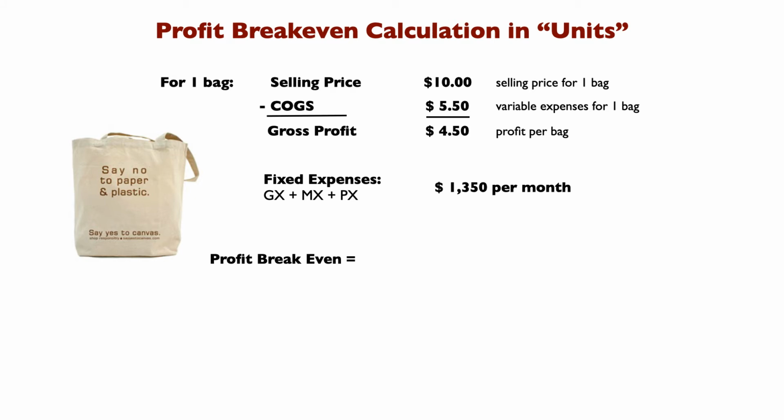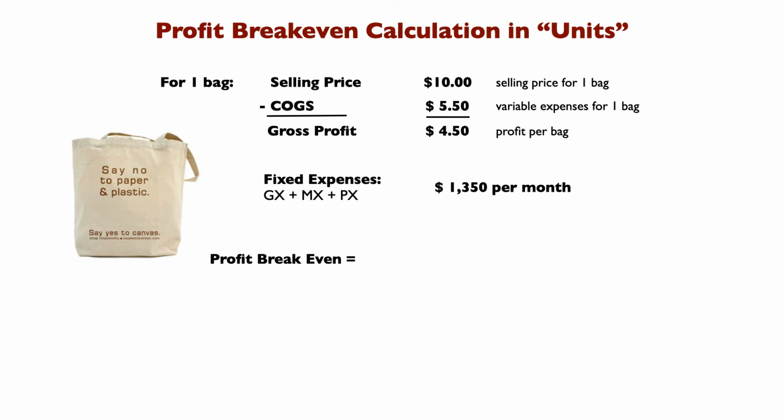We've also made some calls and found a distributor who's willing to sell us 100 bags. If we buy 100 bags at a time, he's willing to sell us a bag for $5.50 each. If we do that little math there, we find that our gross profit is $4.50. In other words, for every bag we sell, $4.50 can go to cover our monthly expenses.